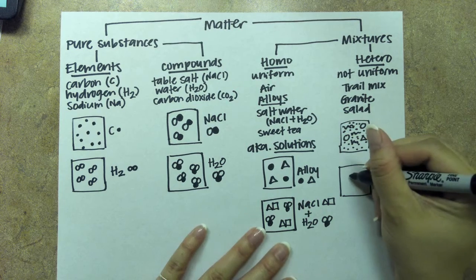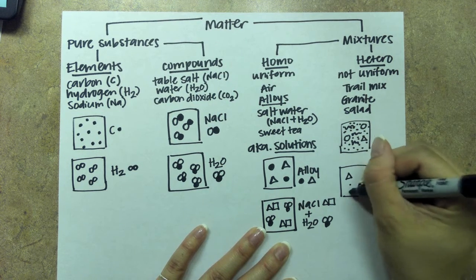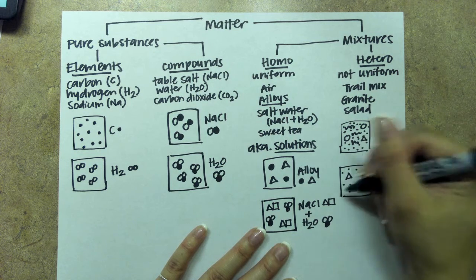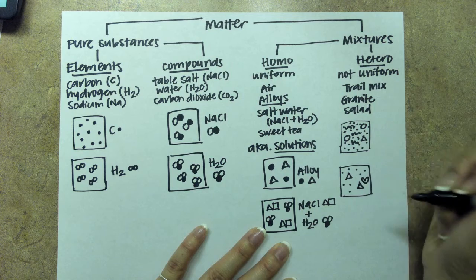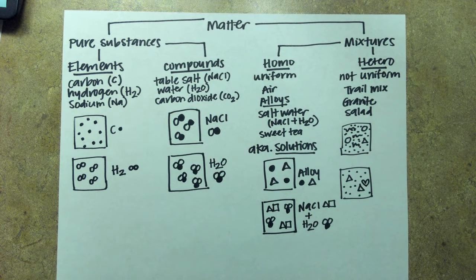With a heterogeneous mixture, there is no pattern. So if I've got 2 triangles and all these dots, and you know what, let's throw in a heart there because we can. Again, it's a mixture that's all over the place, and if I were to grab something out of this, there's not necessarily a pattern in what I'm going to grab out of it.